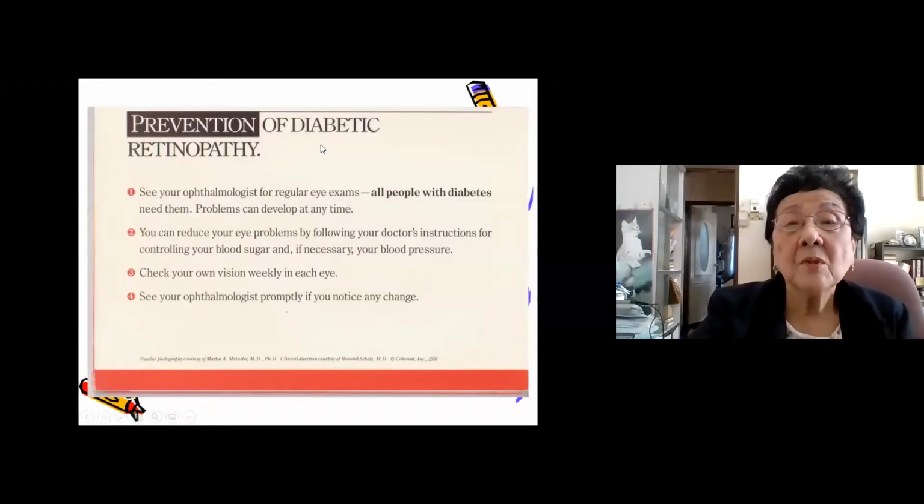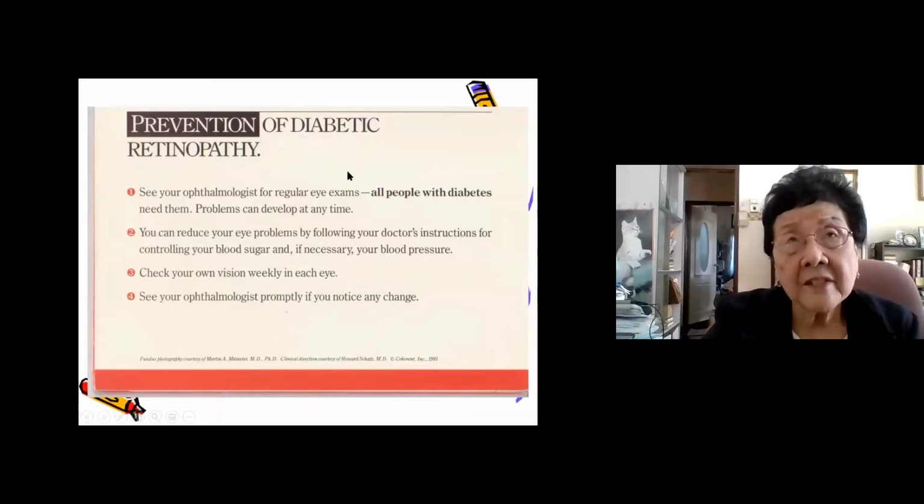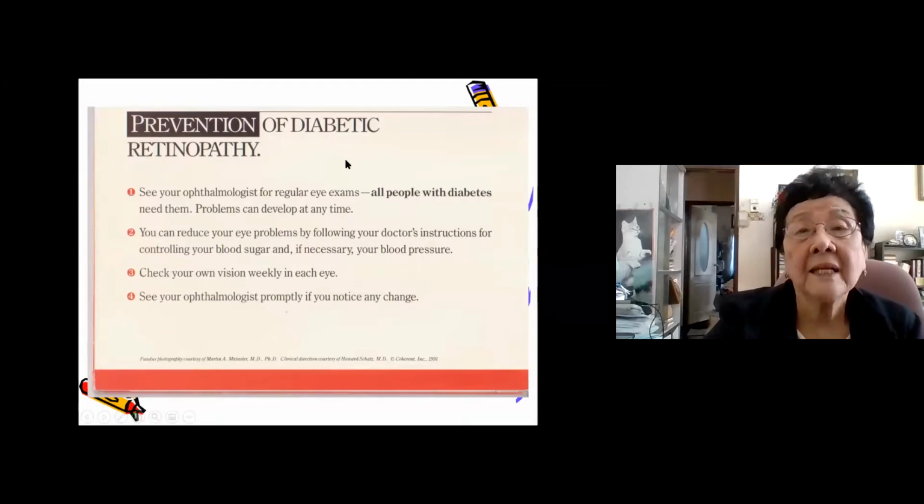But the most important thing is that prevention of diabetic retinopathy is very important. People who have diabetes should see the ophthalmologist for regular eye checkups. We encounter many patients who have had diabetes for 5 years, 10 years, 15 years, and they go to the general practitioner just for medication. But the onus is upon the general practitioner to advise the patients that they should have an eye checkup.